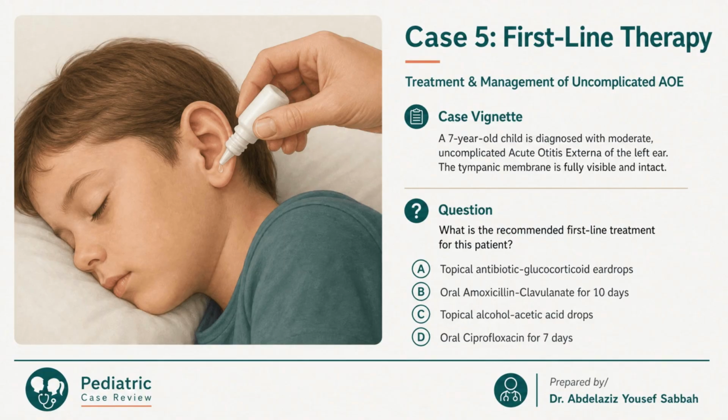Case 5. A 7-year-old child is diagnosed with moderate, uncomplicated acute otitis externa of the left ear. The tympanic membrane is fully visible and intact. What is the recommended first-line treatment for this patient? Option A, topical antibiotic glucocorticoid ear drops. Option B, oral amoxicillin clavulanate for 10 days. Option C, topical alcohol acetic acid drops. Option D, oral ciprofloxacin for 7 days.